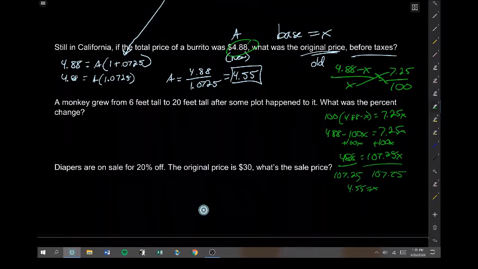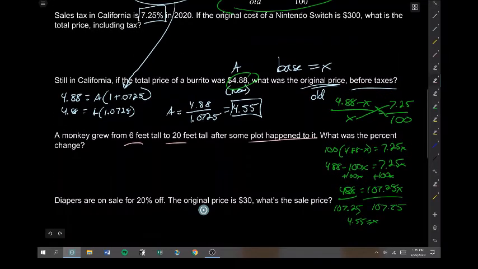Okay, two more. I'm going to do them even quicker. Whoa. A monkey grew from 6 feet to 20 feet because some plot happened to it. Like it got stuck in a radioactive box, or some chemical fell in it, or something is happening in this movie, and the monkey gets really big. What was the percent change?